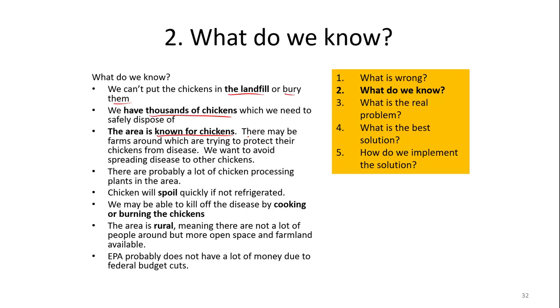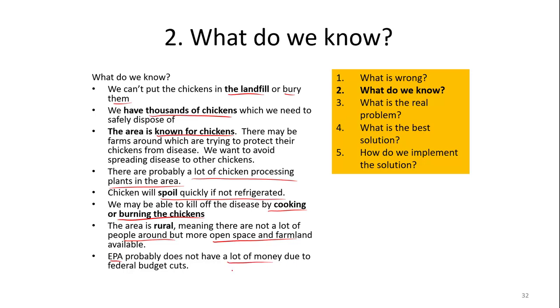There are also potentially a lot of chicken processing plants in the area. Chicken will spoil quickly if not refrigerated. We know we may be able to kill off the disease by cooking or burning the chickens. And the area is rural, meaning that there's not a lot of people around, and there may be more open space and farmland available. We also can assume that because it's a government agency, the Environmental Protection Agency probably does not have a lot of money to throw at this problem due to potential budget cuts. So that's what we know.